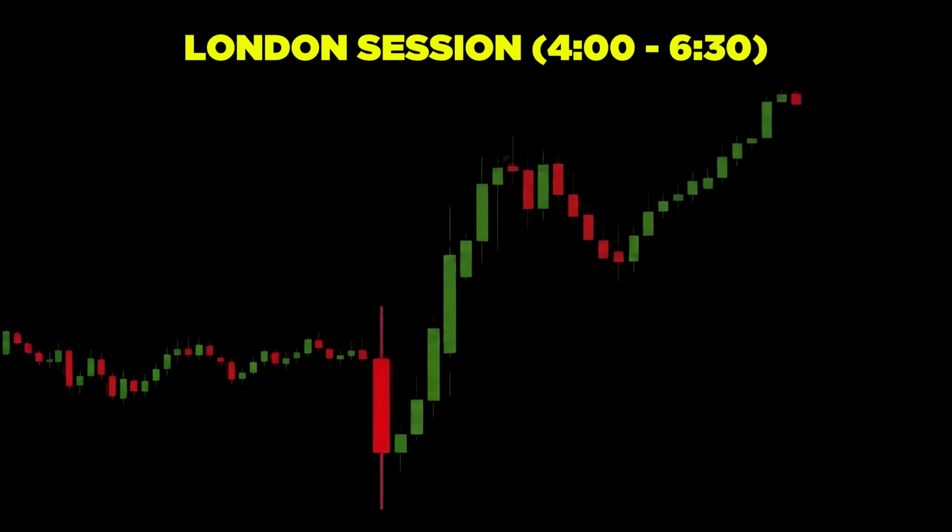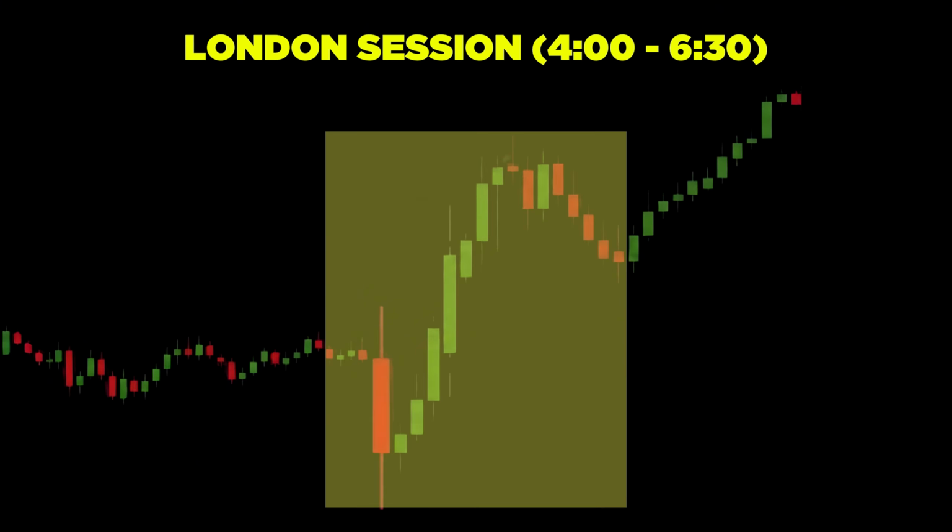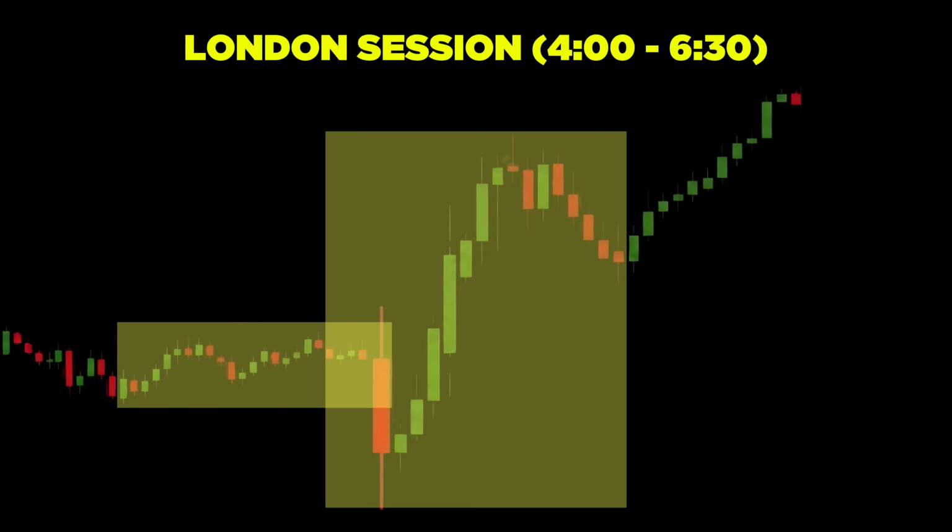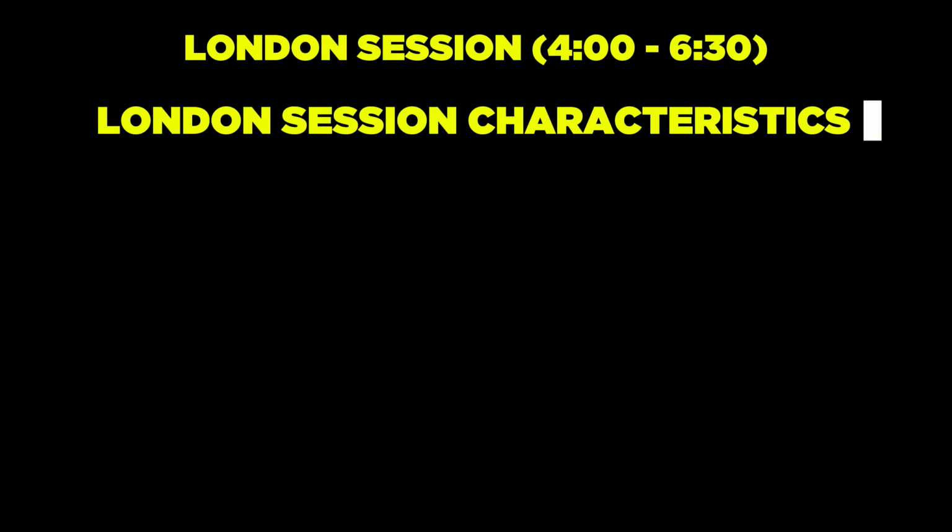London. In the afternoon, as the London session opens, the market explodes. The big players enter and create strong momentum called the London push. Price breaks out of the morning consolidation and starts a real trend. However, be careful, as the first breakout is often a fakeout to clear all your stop losses.